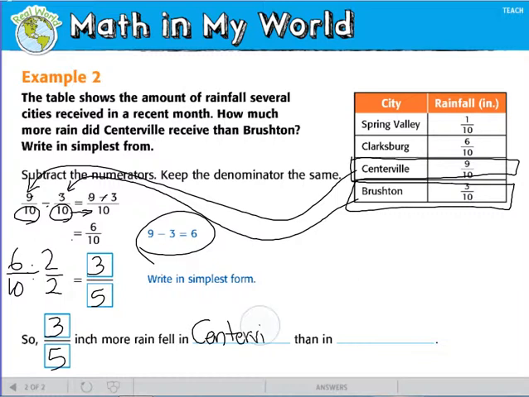Then Brushton. One of the things I've noticed when we do word problems is that for some reason you just want to put the number. In a word problem, the number is not the complete answer. We need to make sure we write the complete answer so we know what we're talking about.